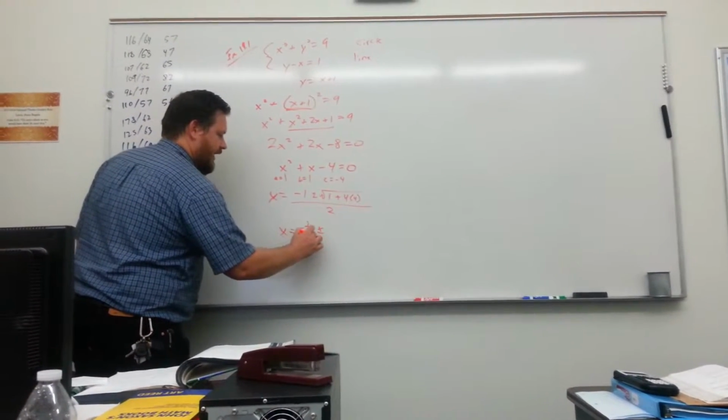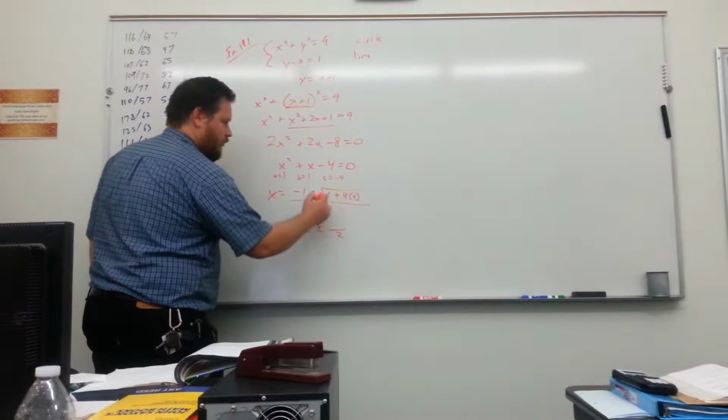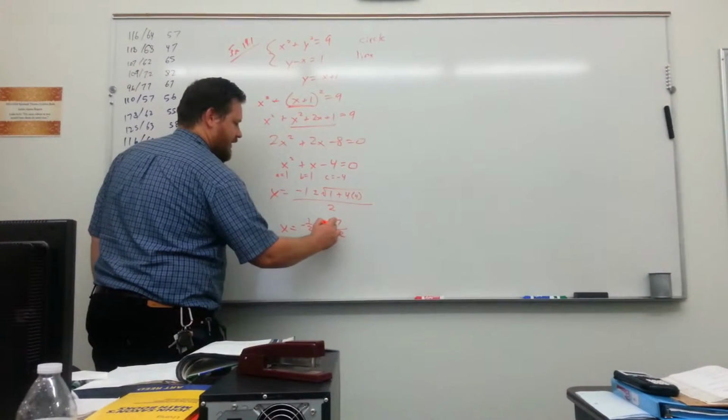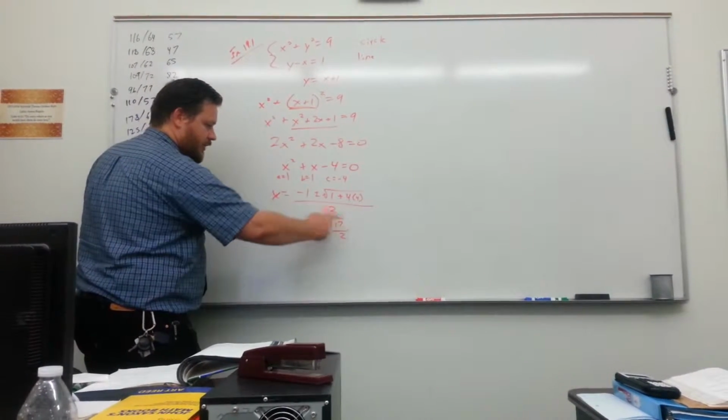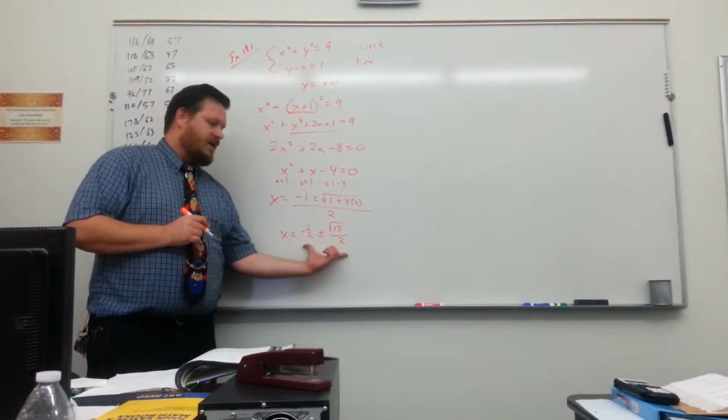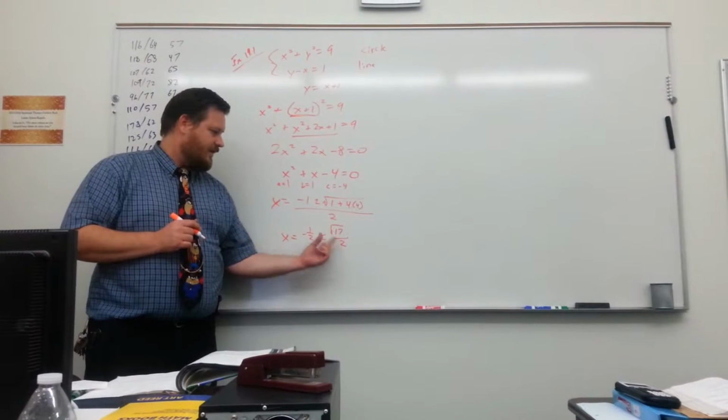Always when you have a plus or minus, always separate those terms. So we got -1/2, and this is going to be over 2. 1 plus 16 is 17, square root of, and that's it. I can't simplify it any more than that. So here we go. So I've got x equals -1 plus or minus radical 17 over 2.